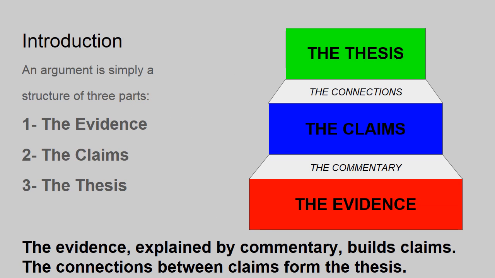Here is the general way to attack Question 1, Section A. The argument is usually a structure of three parts, which is the evidence, the claims, and the thesis. As you can see, the thesis and the claims are connected, and the claims and the evidence are connected by commentary. The evidence, explained by commentary, builds the claims. The connections between claims form the thesis.